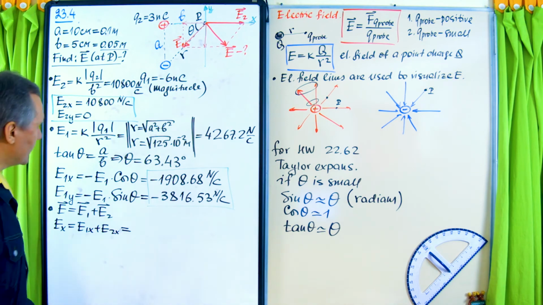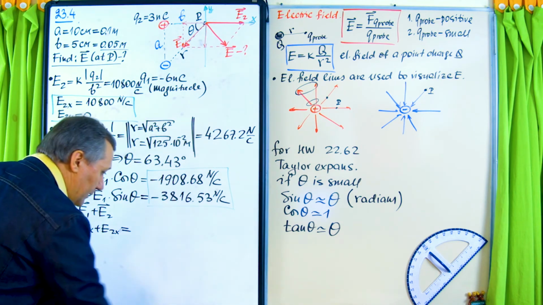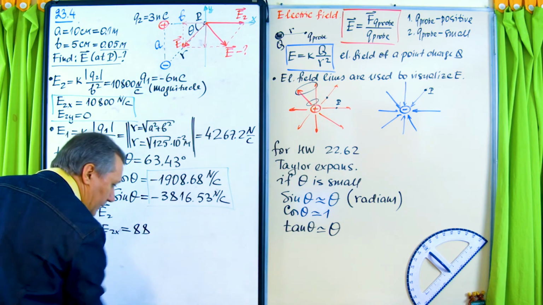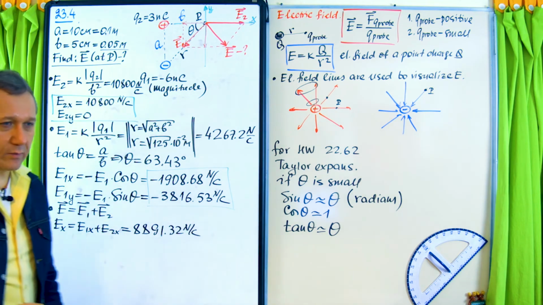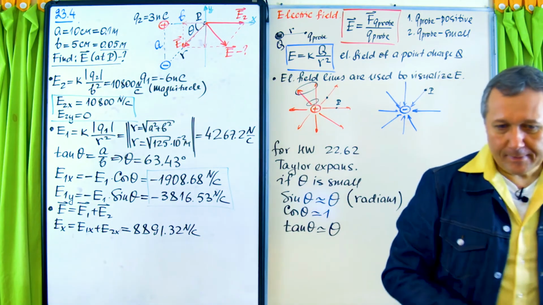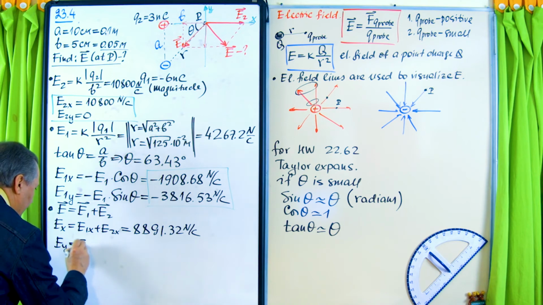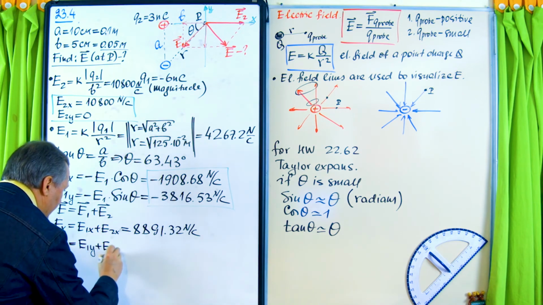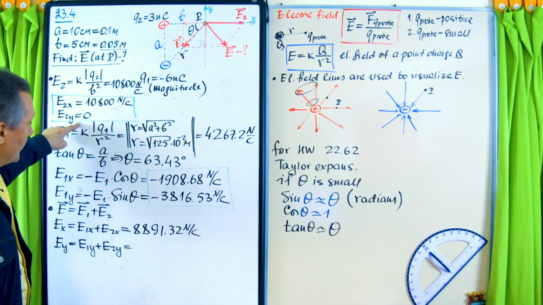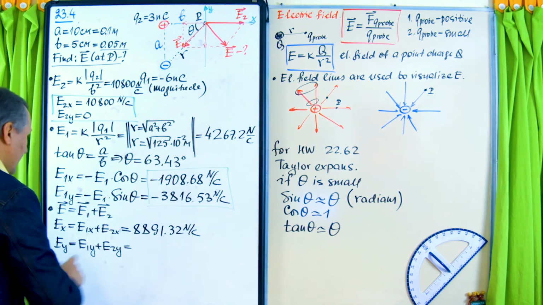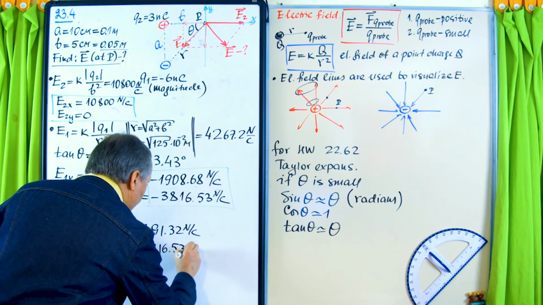Again, I'm not going to write numbers. Basically, you just need to subtract these from that. And the answer is positive 8,891. I'll still keep more sig figs, because we'll have to find the magnitude. Then Ey is E1y plus E2y. In this case E2y is zero, so pretty much the whole component is here. So it will be minus 3,816.53 newtons per coulomb, right?